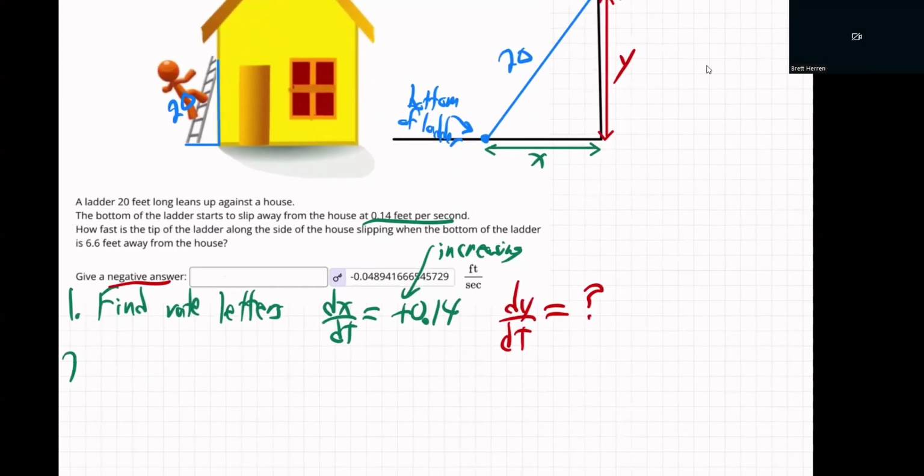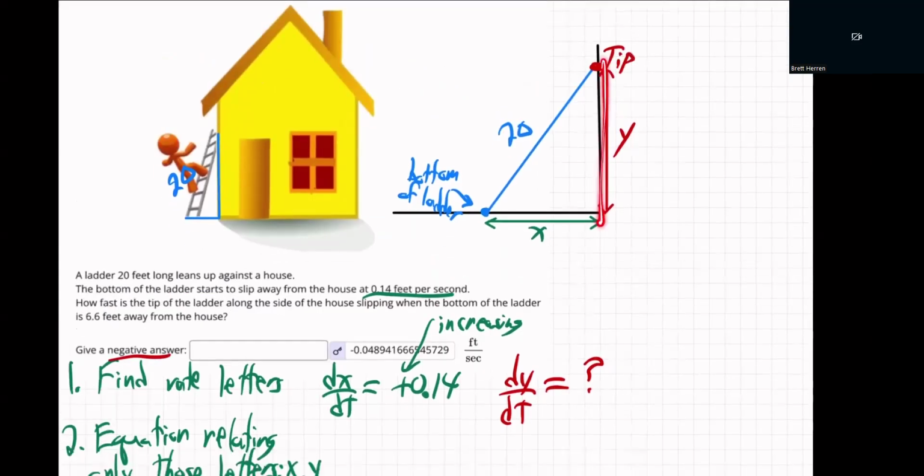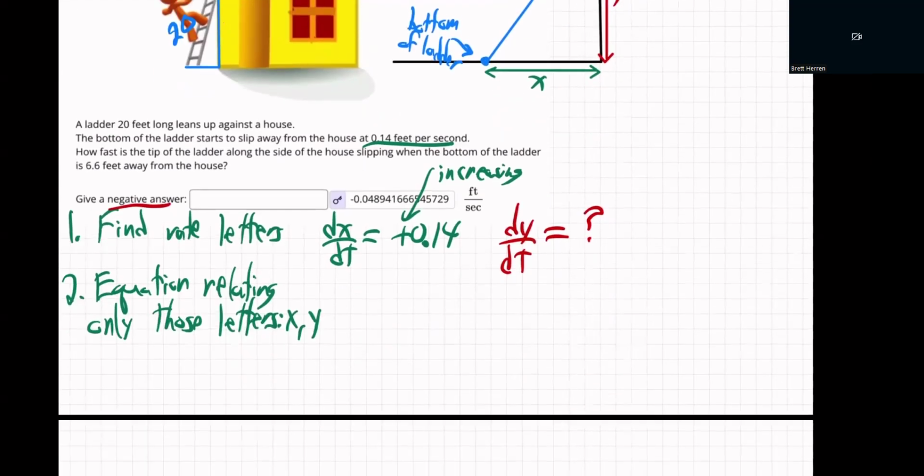Okay. So step two, you know the deal. You have to write an equation relating only those letters. You can use other numbers, but only those letters, in this case x and y. Well, that's pretty obvious: x squared plus y squared is 20 squared. The 20 is not changing; it's a fixed number, the length of the ladder. Pythagorean: a squared plus b squared equals c squared.